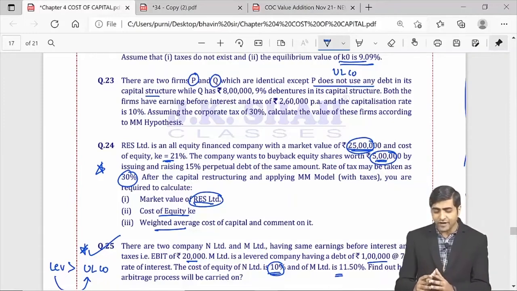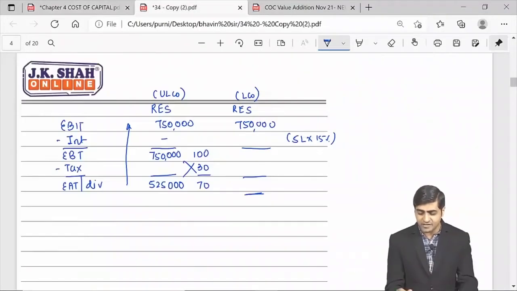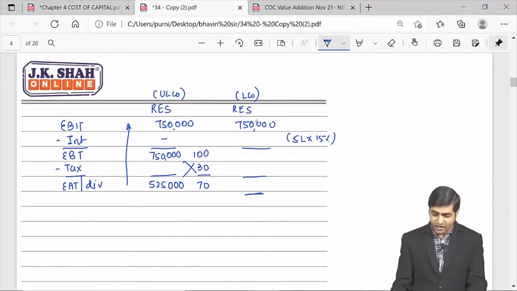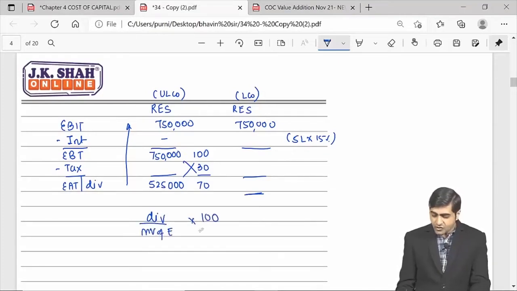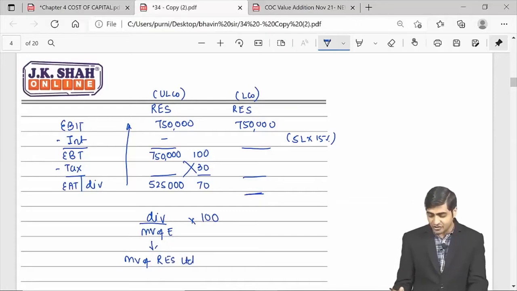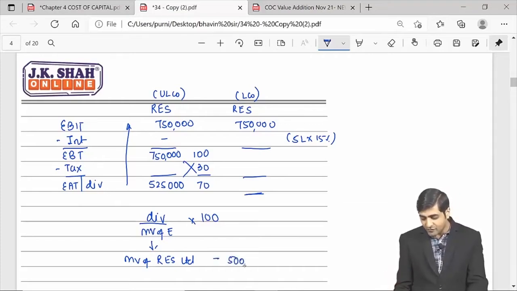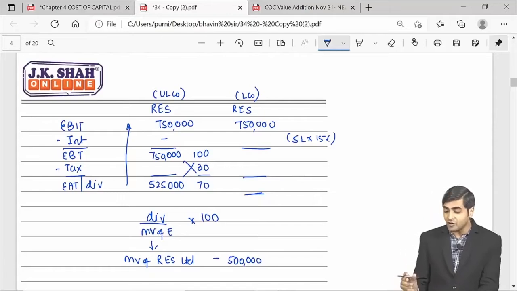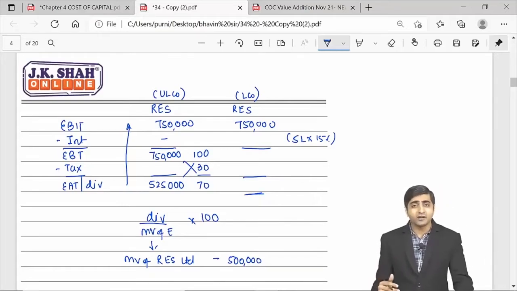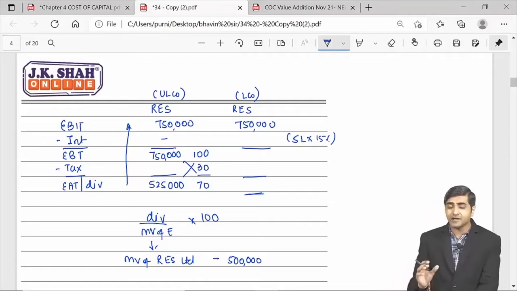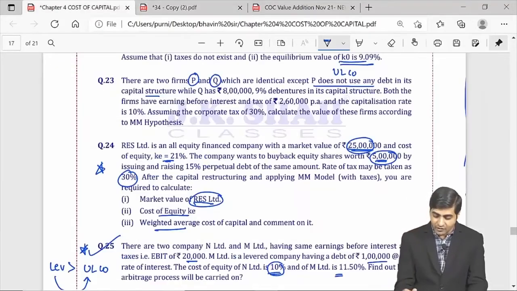To calculate your cost of equity, that is nothing but KE, after your restructuring process, you will be having your dividends here. Okay, after you prepare this income statement, you will be having your dividends. Simply take your dividends and divide that by market value of equity into 100. So what will be your market value of equity? You will be having your market value of RES Limited after you have taken debt in the capital structure. What is the market value of RES Limited? From that you will subtract the market value of debt, which is nothing but 5 lakhs. So you will be getting the market value of equity, that you can put it in the denominator. You have the dividends available. Divide that by market value of equity, multiply that by 100, you will be getting your KE.